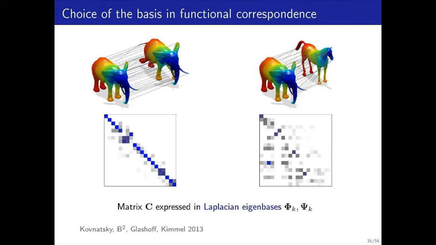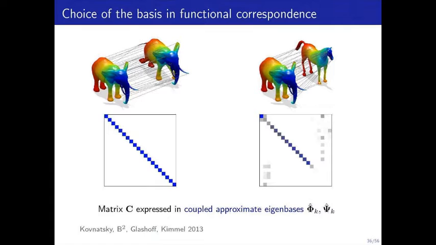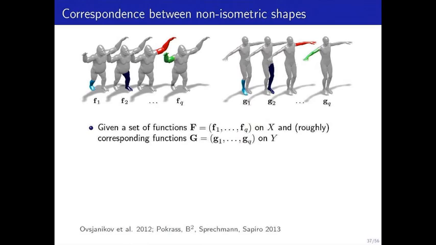Okay, so going back to our correspondence problem, if this was the structure of the matrix C expressed in the Laplacian eigenbasis, it looked almost diagonal for near-isometric shapes and completely random for non-isometric shapes. If we now express it with respect to the coupled basis, we get these structures. So you can see that it is perfectly diagonal in the first case, and if not perfectly, but at least diagonally dominant in the second case. Okay, so now we can apply it to the problem of non-isometric shape matching.